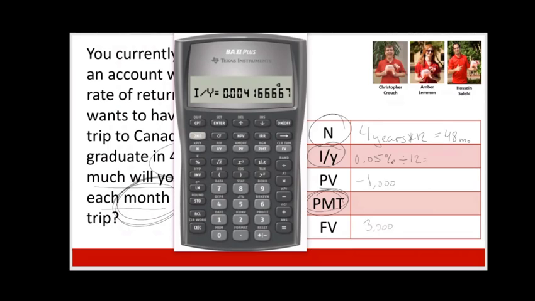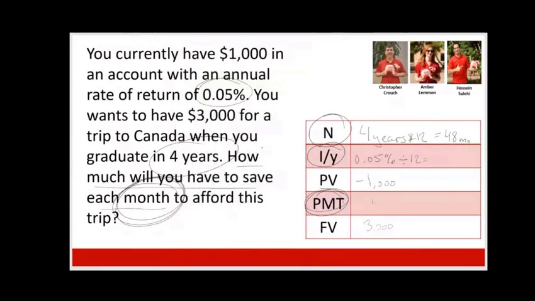All right. So now we can do compute payment, and we come up with $41.58. Yep. That's correct. All right, does that look a little bit more reasonable?